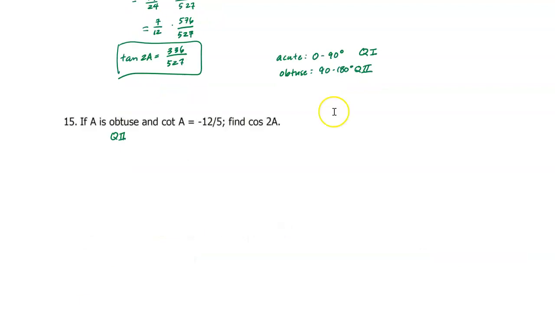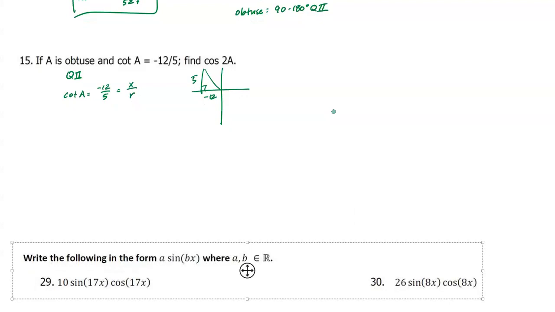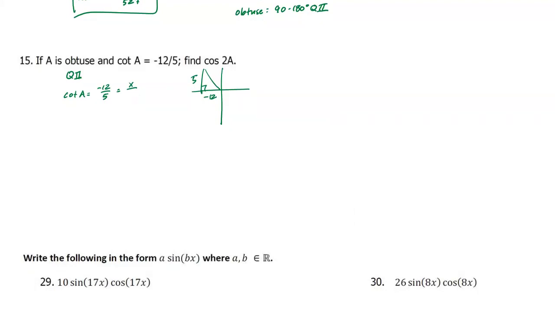Okay? And it gives you the cotangent. The cotangent of A equals negative 12 over 5, which means x over r. Okay? And if it's in quadrant 2, that's going to be negative 12. The x is going to be negative. Radius is 5. And then, no, not the radius. This is going to be y. Sorry, I'm getting tired. Y, and the radius is 13.